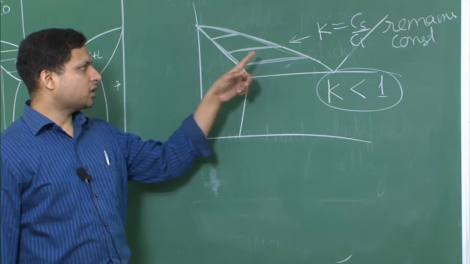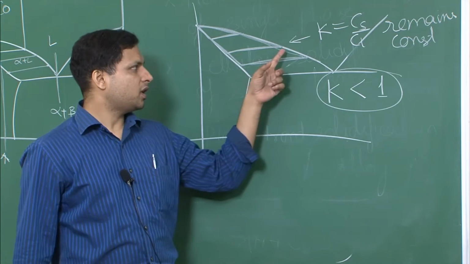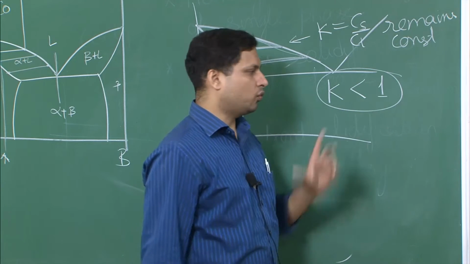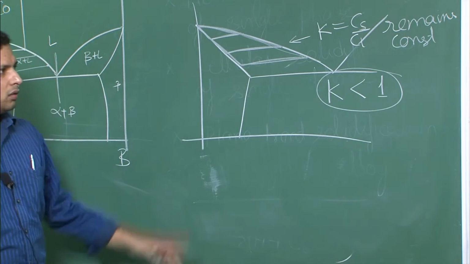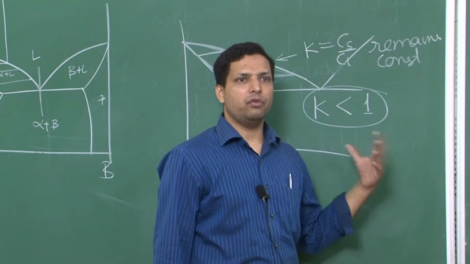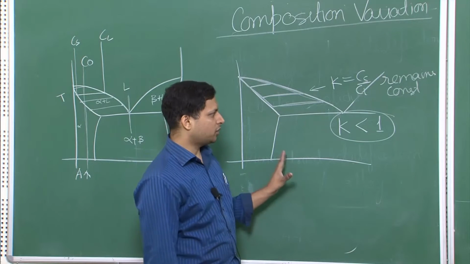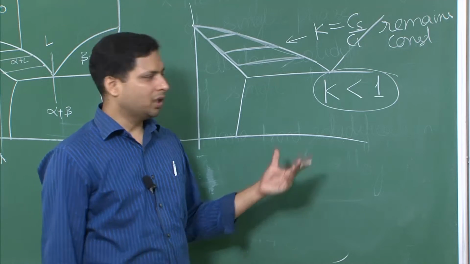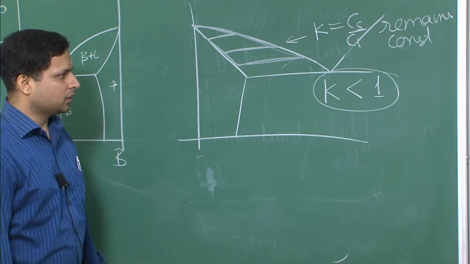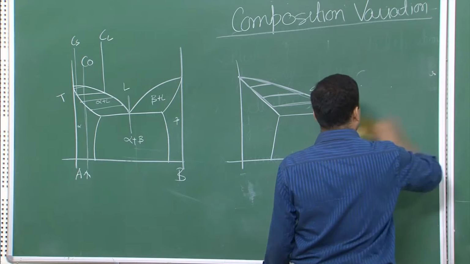So, this is Cs, this is Cl. Cs by Cl will always be less than 1, because Cs is less than Cl. So, K will always be less than 1. This is not really an assumption, but a simplification where we are not losing generalization. We do not lose any of the information, we are just keeping it like this so that it becomes simpler for us. Okay, so, having said this, we are looking at certain conditions.